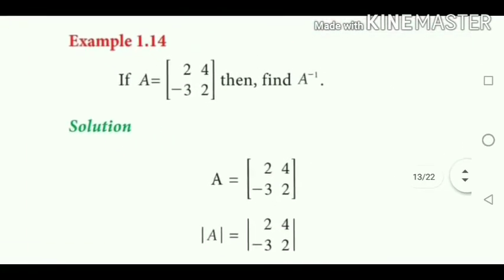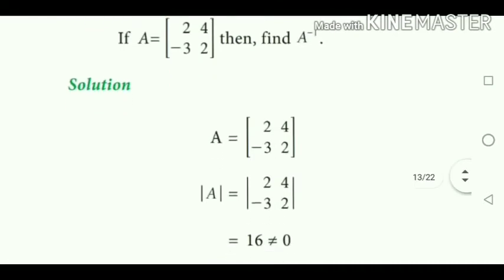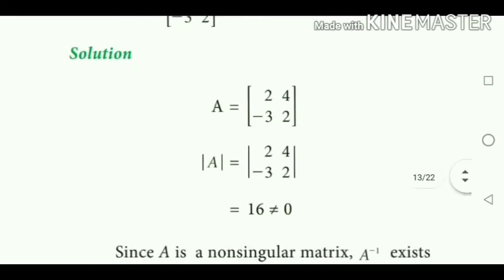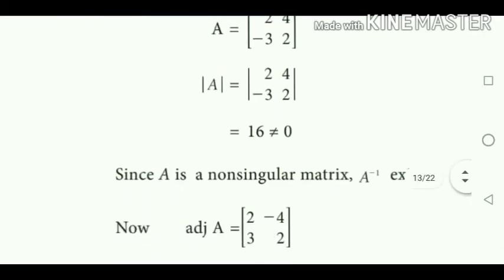Example 1.14. If A equals [2 4; -3 2], then find A inverse. Listen, they are asking about A inverse. A inverse is denoted by A power minus 1; that is the meaning here. It is the inverse. Here A equals 2 4 minus 3 2. In order to find it, the first step is to find the determinant of A, found by cross multiplication. So 2 into 2 is 4, minus 4 into minus 3 is minus 12, and here also minus is there, so 4 plus 12, you are getting 16. 16 is not equal to 0.